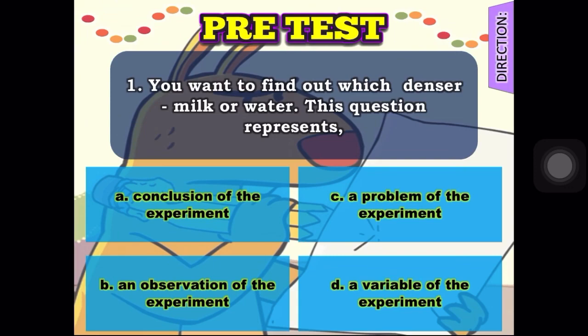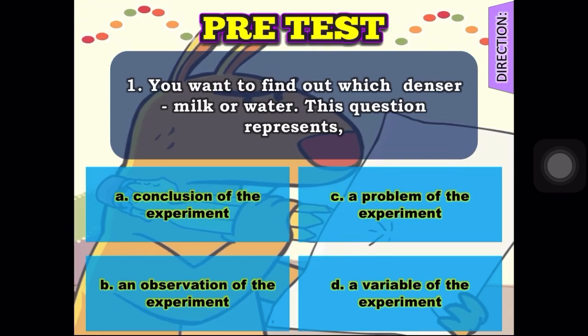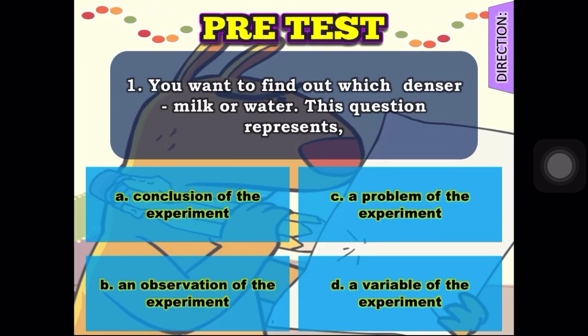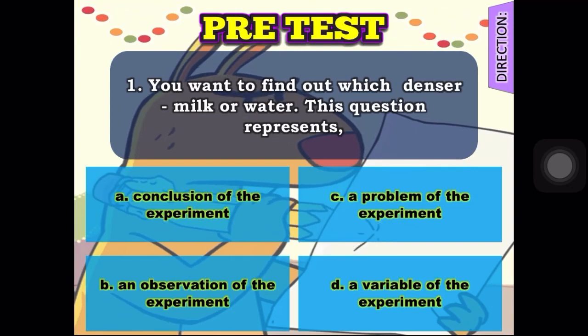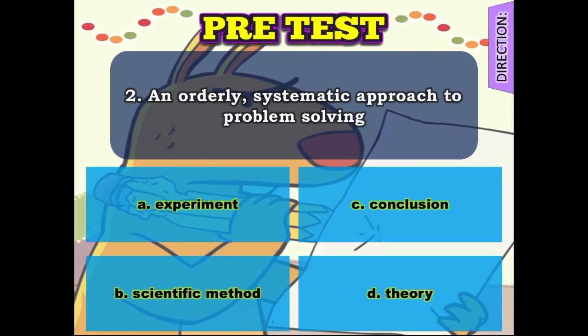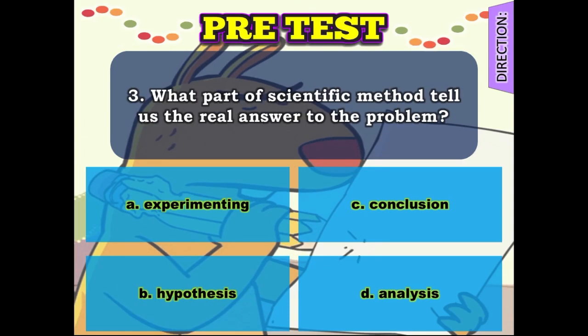Now, number 1, you want to find out which is denser, milk or water. This question represents number 2, an orderly, systematic approach to problem solving. Number 3, what part of the scientific method tells us the real answer to the problem?